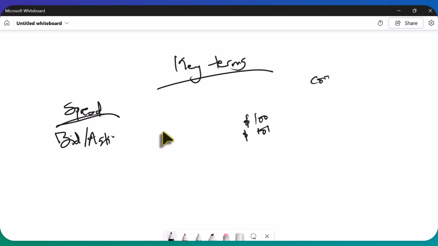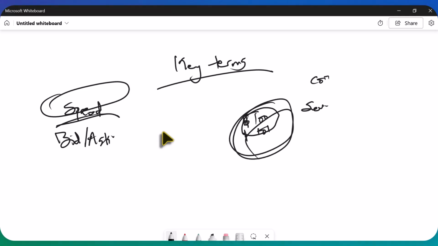Now, in this example, this is the bid price. Just like in mathematics, we have selling price and cost price. That is how spread is. Spread is the profit that a broker makes off of you. So whether you lose the trade or you win the trade, it doesn't matter. They still make that certain amount from you.